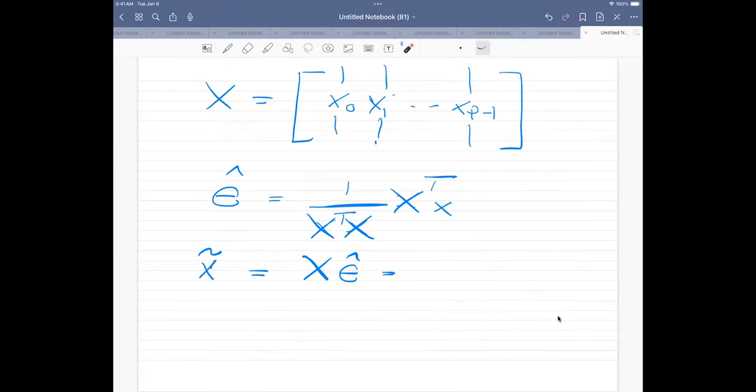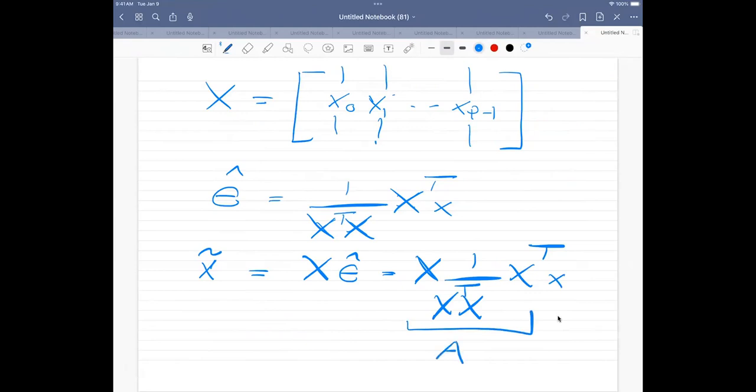Then you can see that this is given by this matrix X multiplied with X transpose times X, inverted, multiplied with X transpose. Let's call this quantity A. So this is a new matrix. If you do the mathematics, you will see that X transpose X has dimensionality P times P. X has dimensionality N times P, so that means that this matrix A has a dimensionality of N times N.